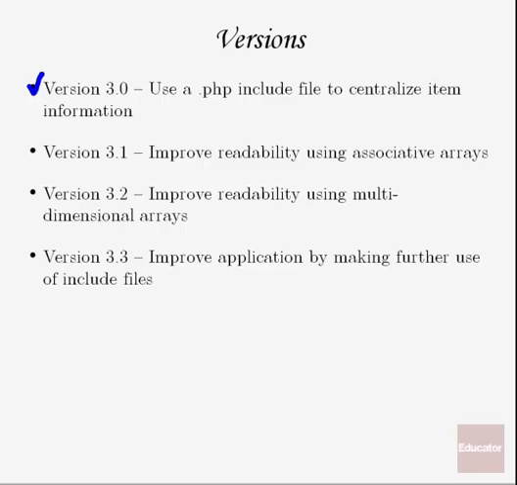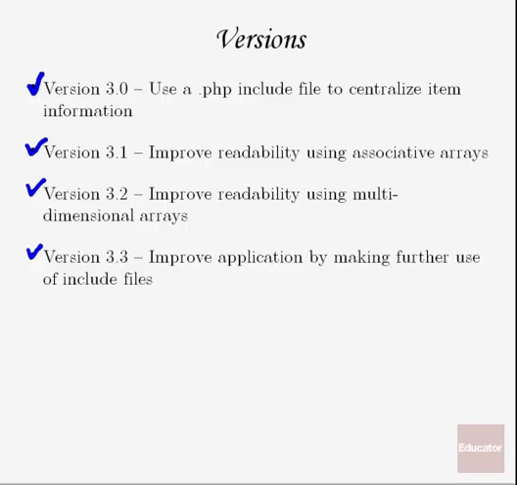After we do that, when we centralize it, we're going to be creating an array in a PHP file, and so in version 3.1, we're going to improve the readability of our application by making the array an associative array. Then in 3.2, we're going to make use of a multidimensional array. And finally, in version 3.3, we're going to make use of include files again, as we will find out that there's another opportunity for us to use code reuse.